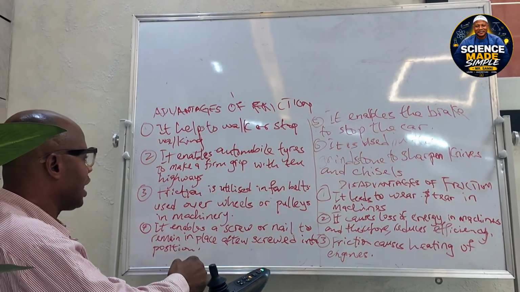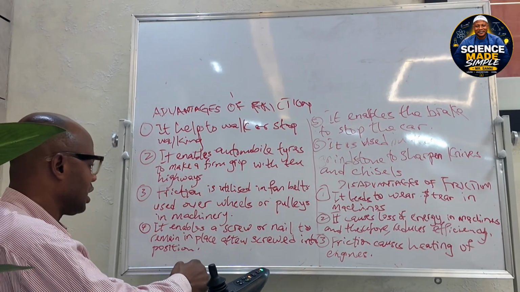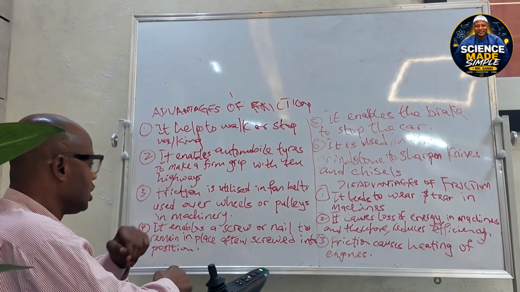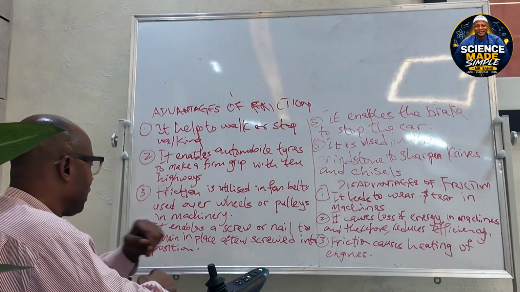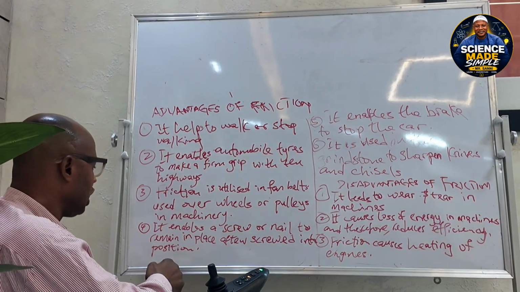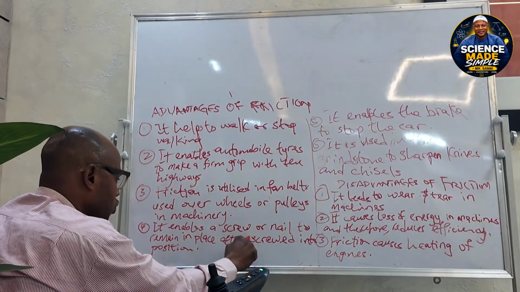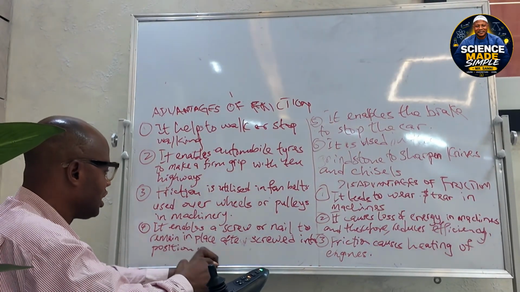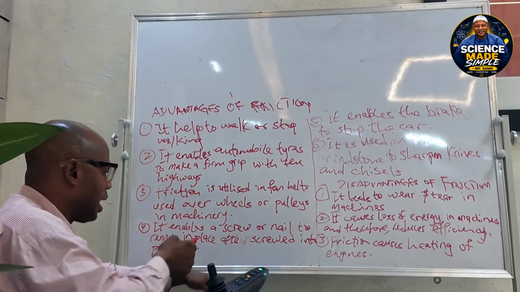Friction is also utilized in farm beds used over wheels or pulling machinery. That is, the farm beds are attached to the machinery, so we use friction to make the farm beds work freely. It enables a screw or nail to remain in place after screwing it into position. That is, the friction also allows the nail or screw that is attached to a wood to stay in that position.